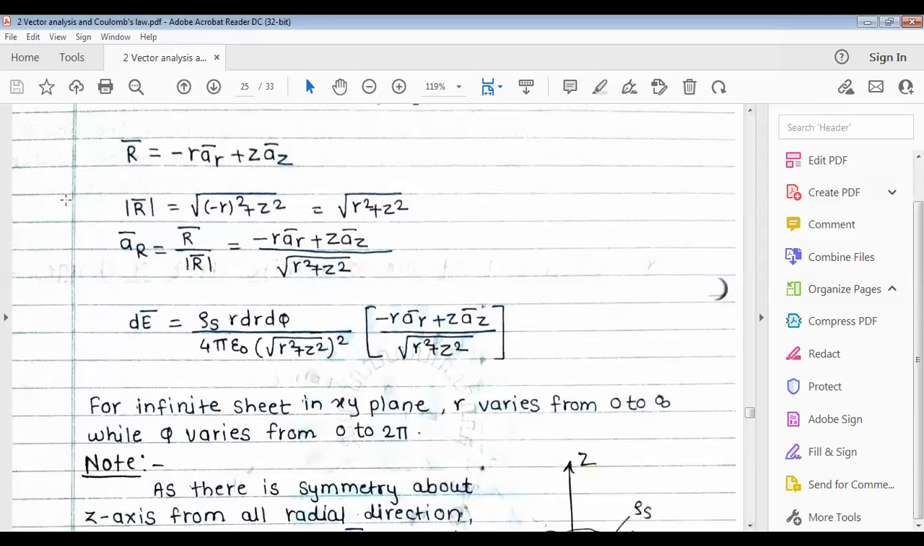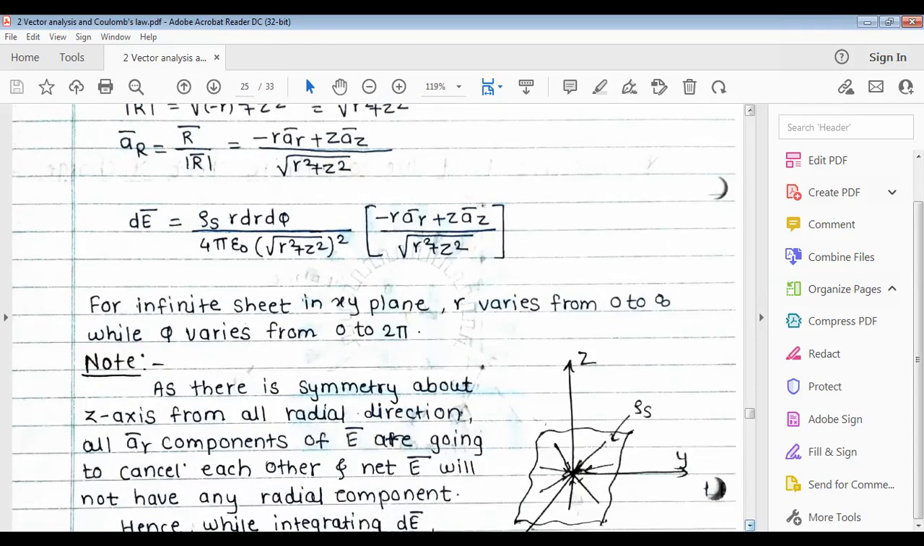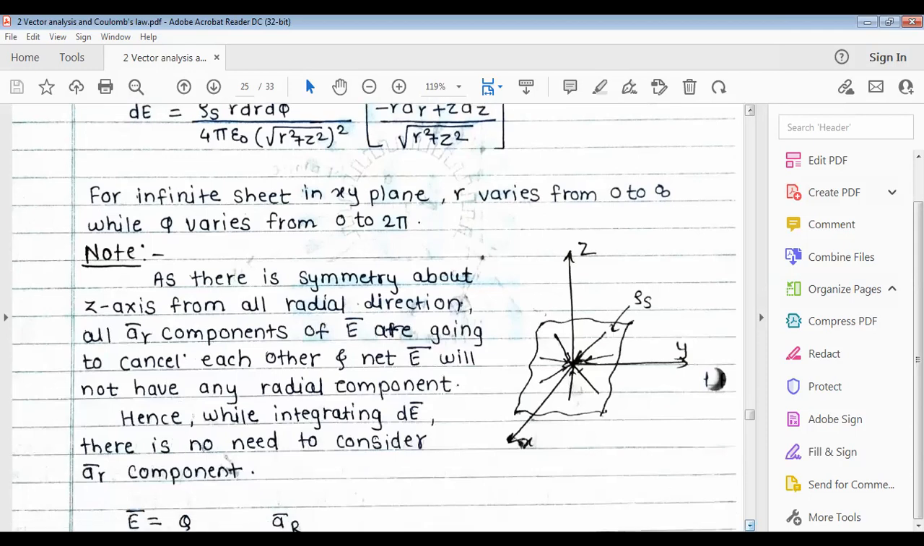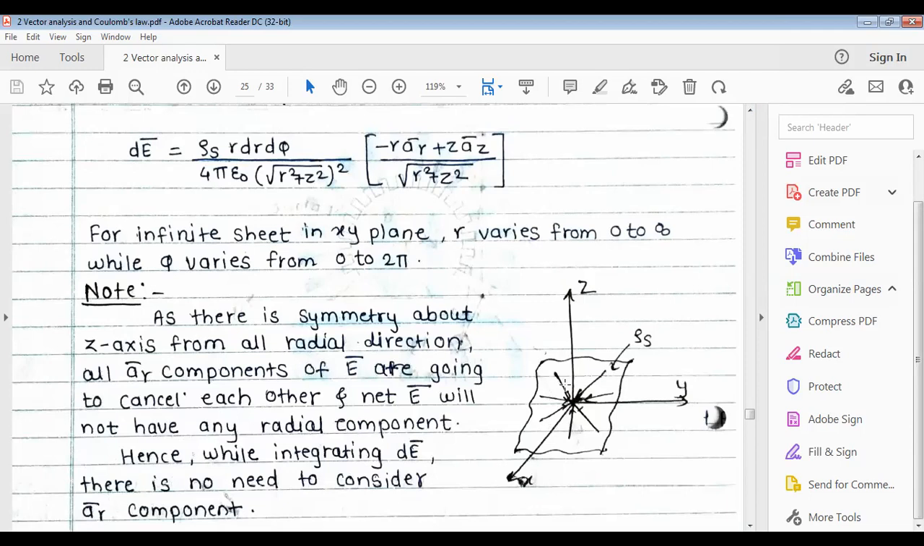Okay, so we have to put all these values in the equation of d bar. So d bar is equal to rho s r dr d phi divided by 4 pi epsilon 0 into r square, where r is equal to square root of r square plus z square and this bracket square, into unit vector a bar r, right? So put this value here. Now we have to check which unit vector is going to cancel here. Okay, so the points are r, phi and z.